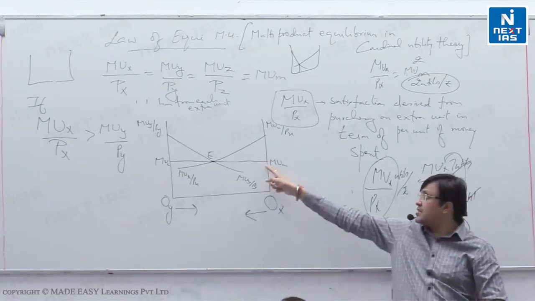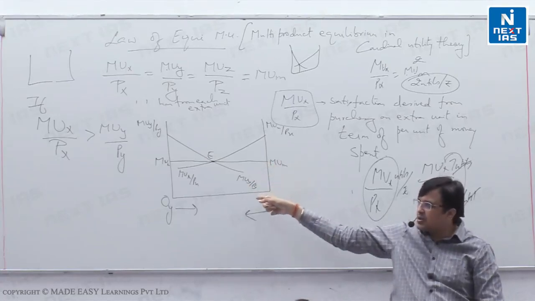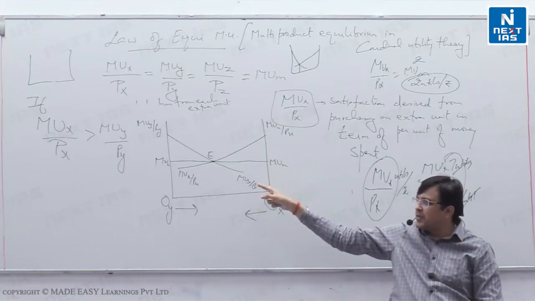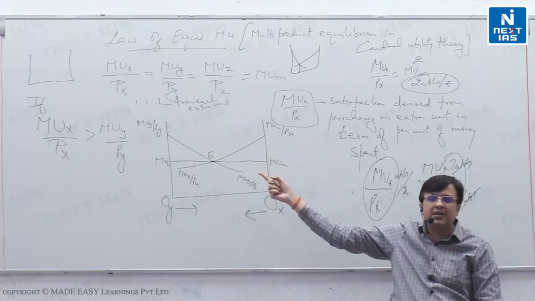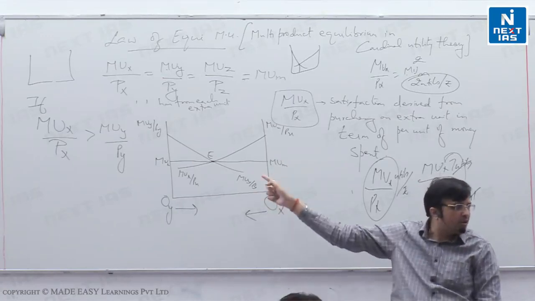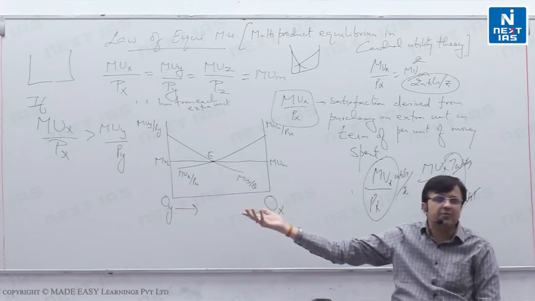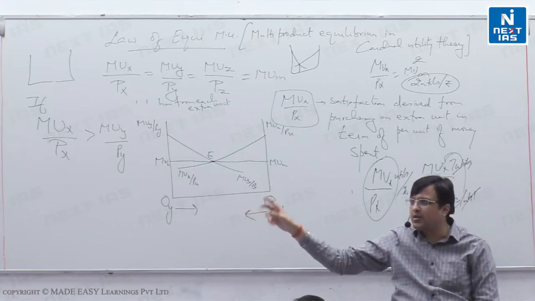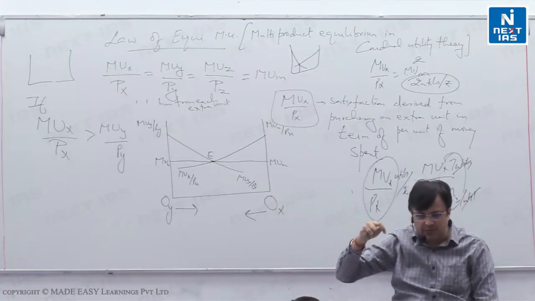That is why it is important that this horizontal line intersects these two curves at their intersection. If this horizontal line is above these two curves, then that will mean MUM is greater than MUX by PX and MUY by PY. If this horizontal line is below these curves, then MUX by PX and MUY by PY are above MUM. You can never have equilibrium. So for equilibrium, you need all the three to intersect. All right, so I'm taking you into the figure then.